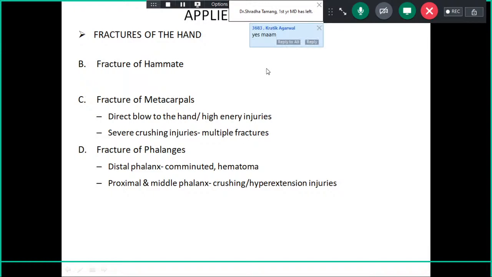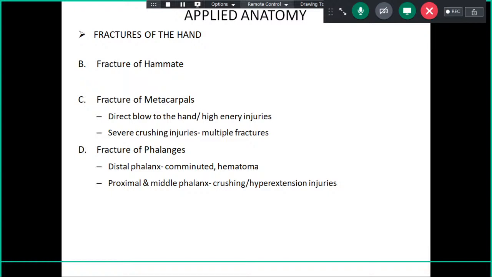Similarly, not only the scaphoid as such, fractures can also happen in the hamate bone. The fracture of metacarpals can also happen. In fact, metacarpal fracture is most common on the outside head. It is also very common in case of crushing injuries, direct blow to the hand, very high energy impact on the hand. At that time, the fracture of metacarpals happens.